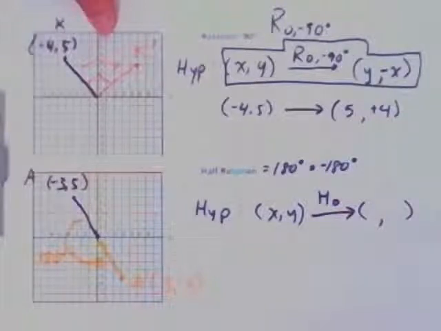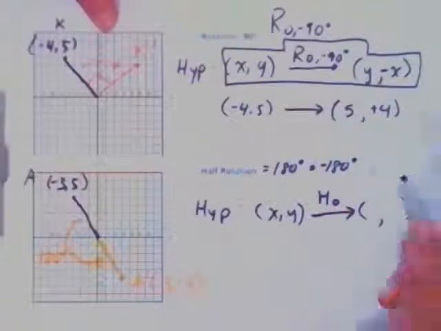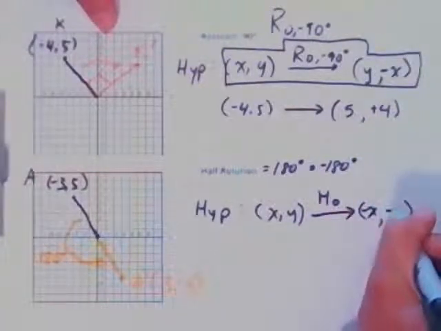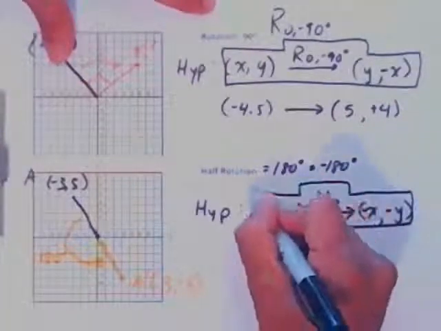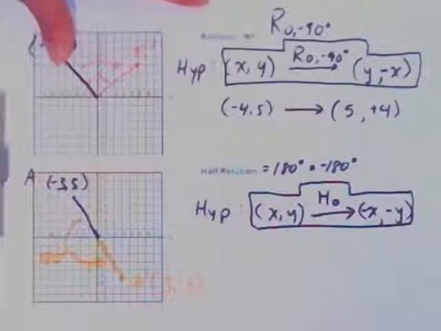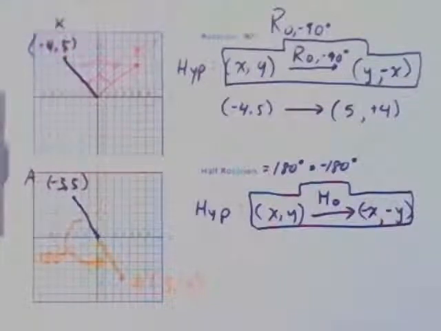And let's see what would happen. Think about that for a little second. The x comma y became negative x, negative y. We're going to test our hypothesis again. We're going to pick a point.